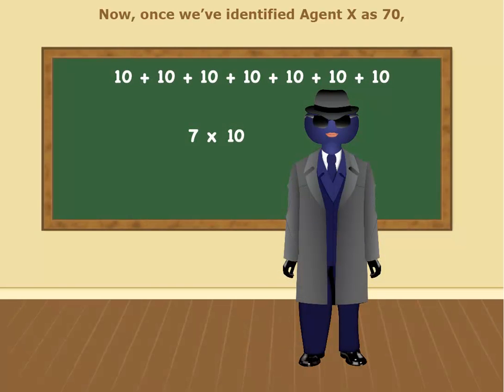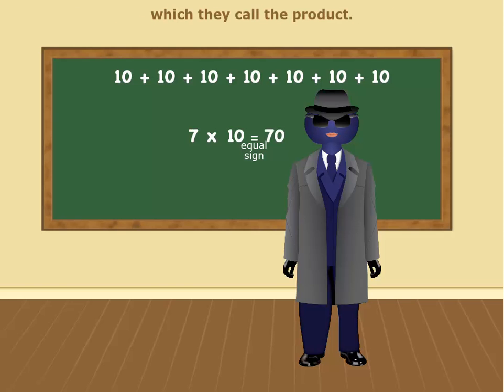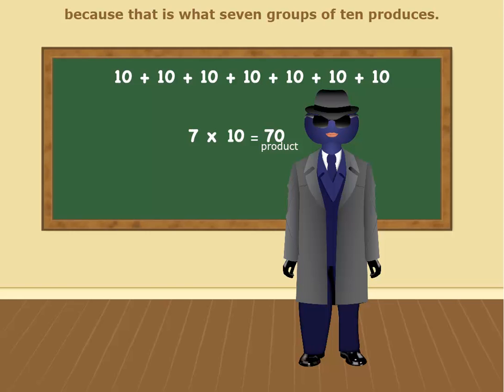Now, once we've identified agent X as 70, we add this sign, the one mathematicians refer to as the equal sign, and then the number 70, which they call the product. I suppose they call it that, because that is what 7 groups of 10 produces. So, to your code, add the equal sign and the product. Now, show me what you've done, recruits.